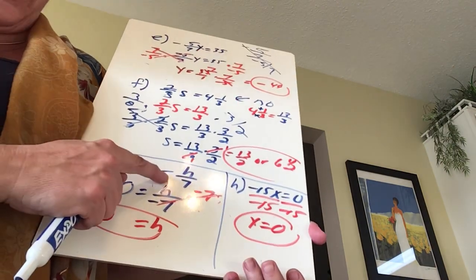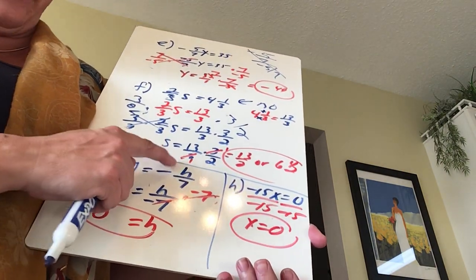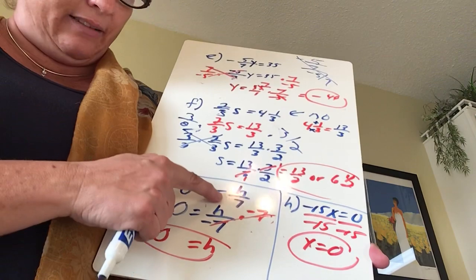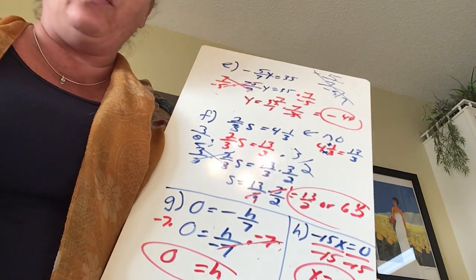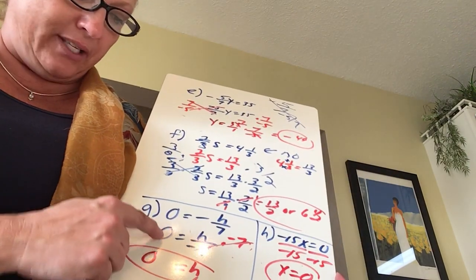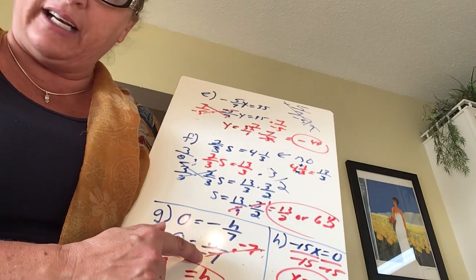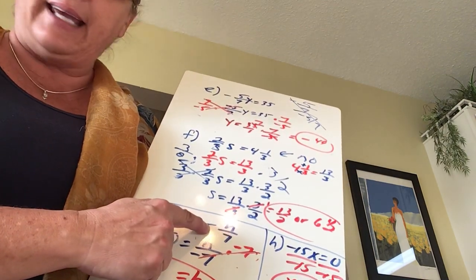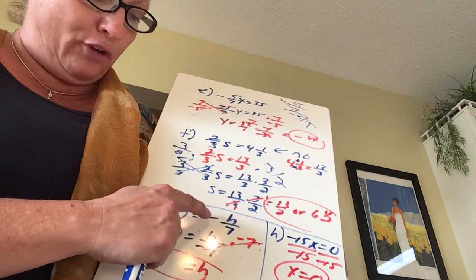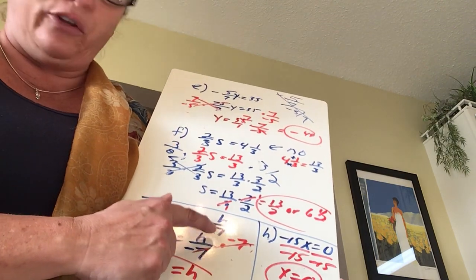Okay, let's take a look at G. Here is another big idea. First of all, we've got that negative hanging out, but here's a variable. We don't want to just leave the negative hanging out. Put it with the number. So I rewrote this as 0 equals h over -7. Don't leave a negative hanging out. That's going to cause confusion. If you have a variable, put that negative with your number.